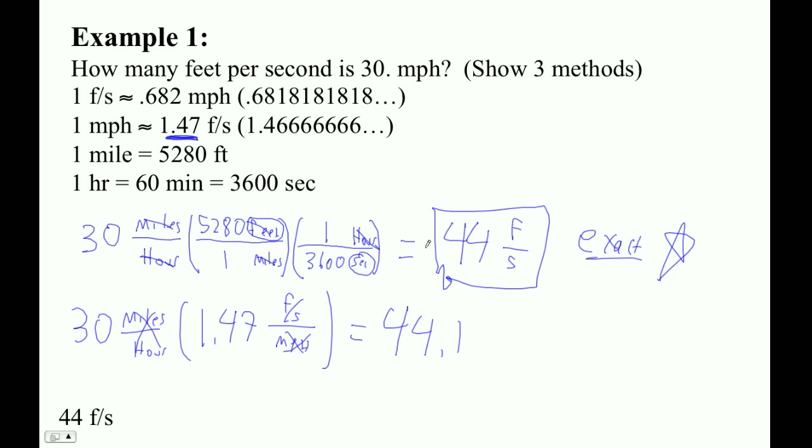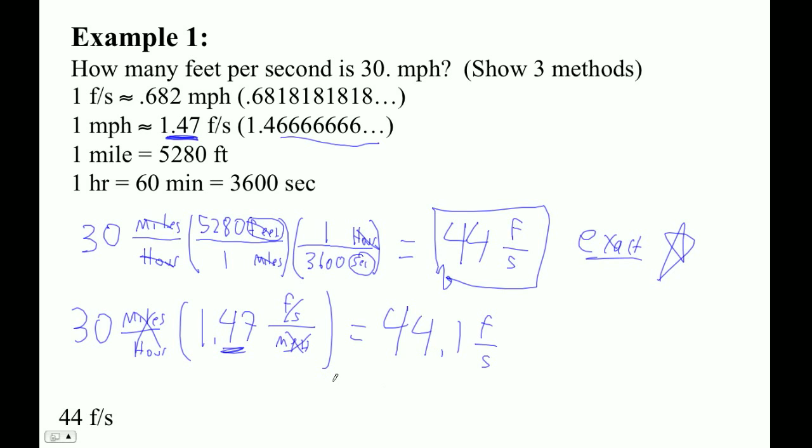Now, we only have 2 sig figs, so we're really pretty good. We would get rid of that. But that's not quite as exact, and that's because this is rounded. The real conversion factor is 1.466666666666. And then the exciting other way, I'll show you. There's a third way. It involves using Google.